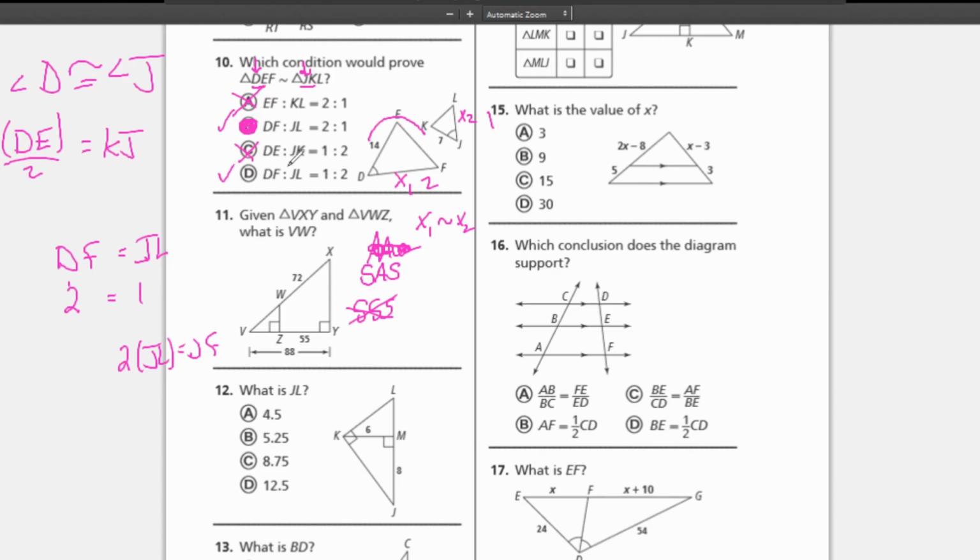This is just saying that for every 1 DF we have 2 JLs. We can already see that that's definitely not going to be the case. Otherwise, this would be 14 here and 28 here. Since this is getting smaller, we need it to be getting smaller. The DFs must be larger than the JLs. So for number 10, we've got B.